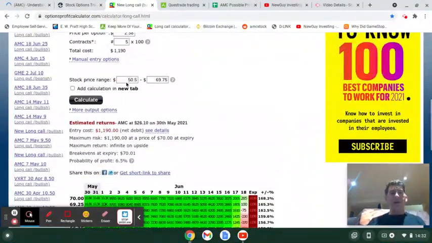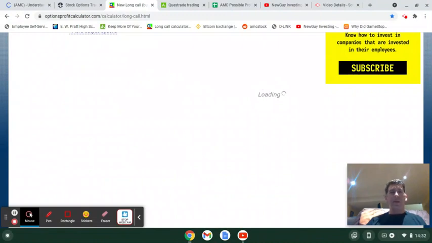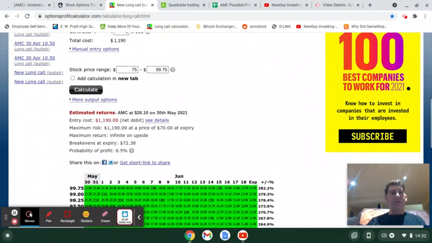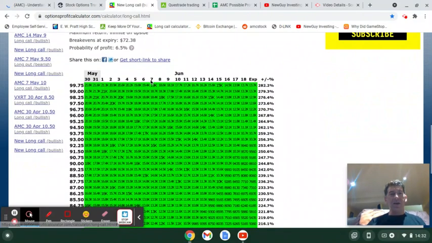What if it goes higher than that? What if it goes over $100? So I'll put $75 to $100. I'll calculate it. Again, it goes a little slow. Loading. There we go. So look at what happens if it goes to $100 before expiry. If it happens earlier, because the contract's still worth more and someone could resell it, it's worth more, right? $21,000 all the way to $14,000 at expiry.